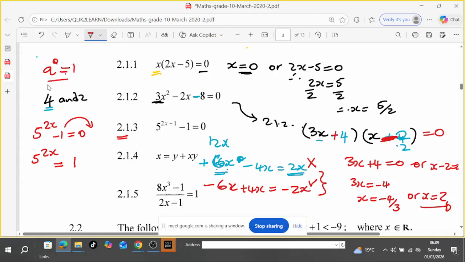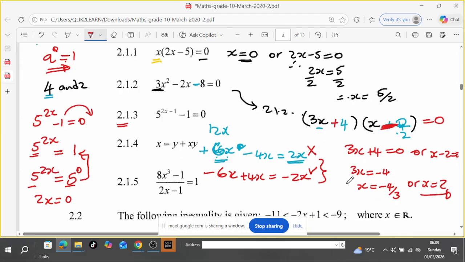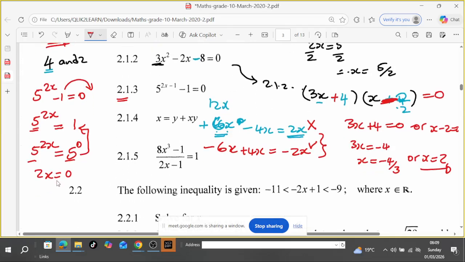So what this is telling you is that we can write this as the same base as 5. 5 to the power 2x is equal to 5 to the power 0, and 5 to the power 0 is equal to 1. So we just change this so that the bases are the same. We can drop the base and equate the exponents. I have 2x equal to 0.